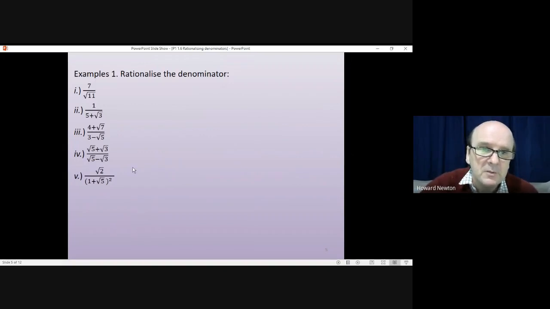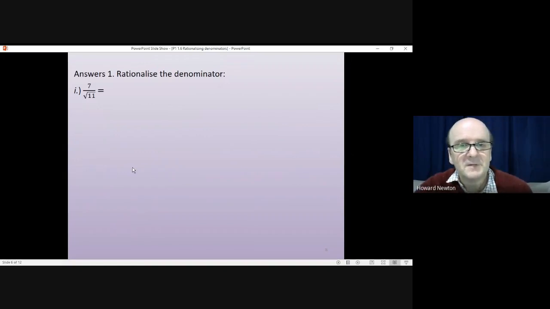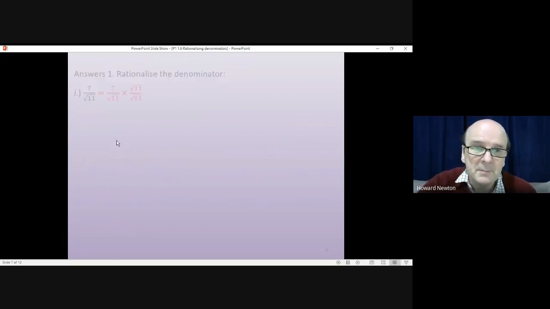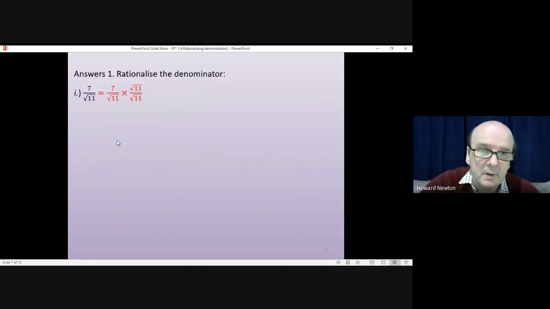Okay, we'll go through these together. So the first one's just 7 over root 11. You multiply the top and the bottom by root 11. When you do that, on the top you get 7 root 11. On the bottom, root 11 times root 11 is just 11. That's it, finished. We've got rid of the root from the bottom.